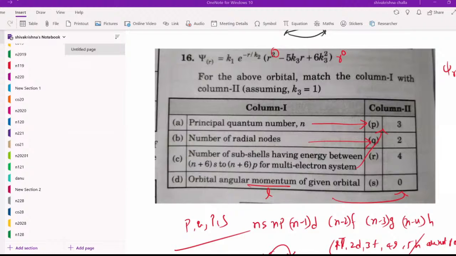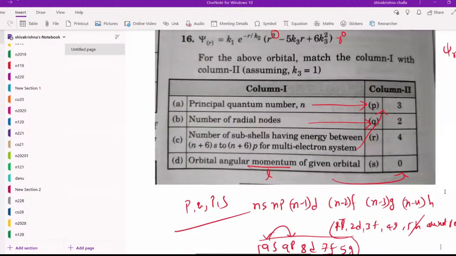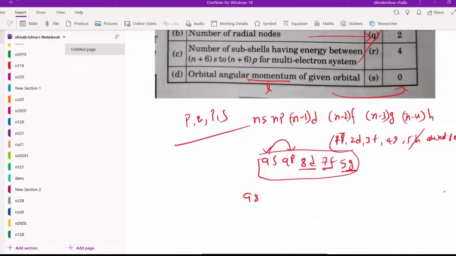Sir, 8d, 7f, 5g will be between 9s and 9p, or will they come after 9p? They are between only. After 9s, 8d will come, after 8d, 7f comes, after 5g, 9p.